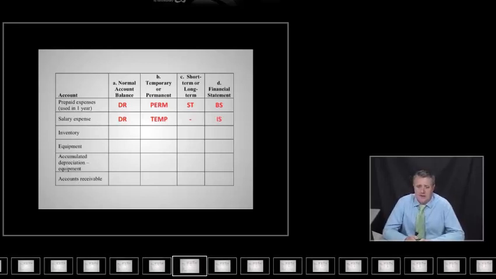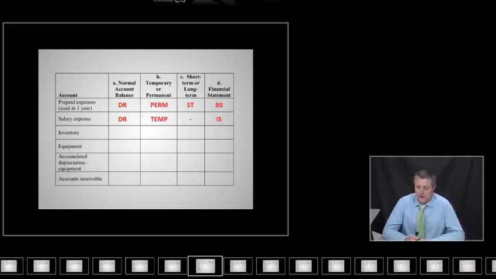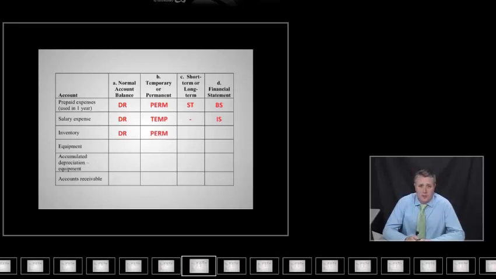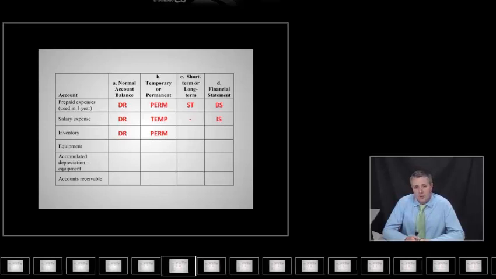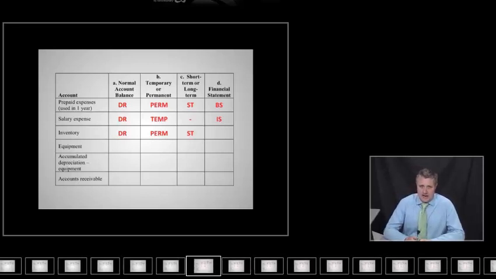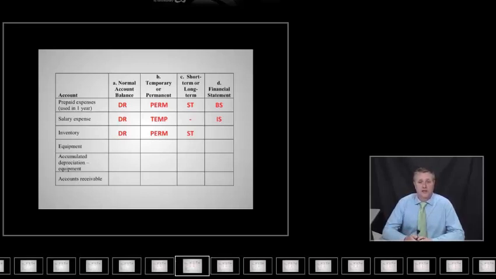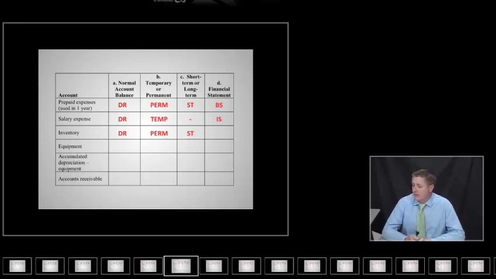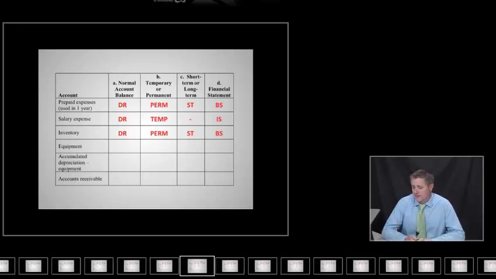Next up is inventory. Inventory is an asset, so it always has a normal debit balance. It's considered a permanent account since it's reported on the balance sheet. Most generally, inventory is reported as a short-term asset because it's expected that inventory would get sold within 1 year or one operating cycle. And then finally, inventory is going to be reported on the balance sheet.